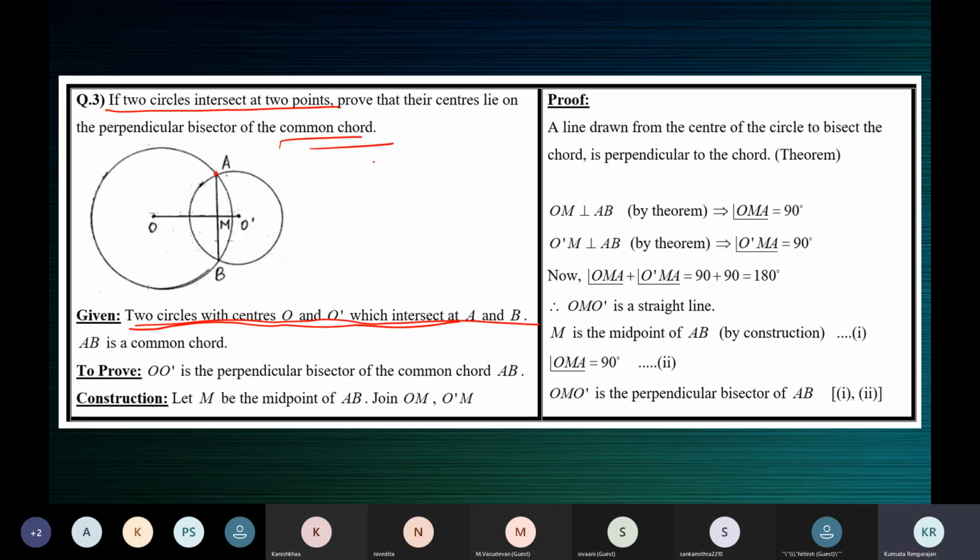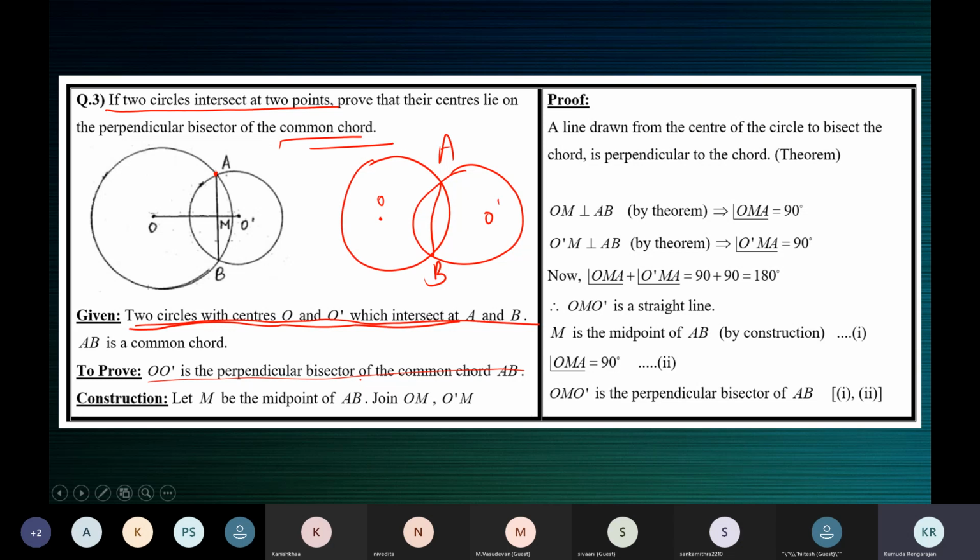AB is the common chord. Circles with centers O and O dash. To prove that OO dash is the perpendicular bisector of the common chord AB, we need to prove that OO dash is the perpendicular bisector of the common chord AB.